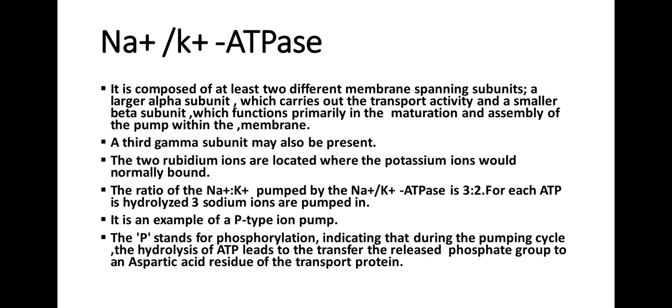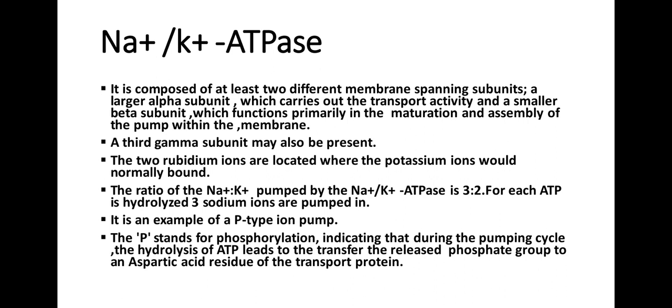The 2 rubidium ions are located where the potassium ions would normally bind. The ratio of Na+ to K+ pumped by the Na+/K+ ATPase is 3:2. For each ATP hydrolyzed, 3 sodium ions are pumped out. It is an example of a P-type ion pump.